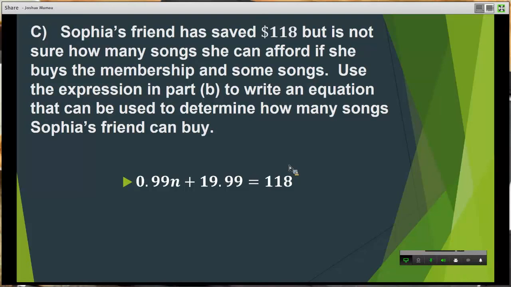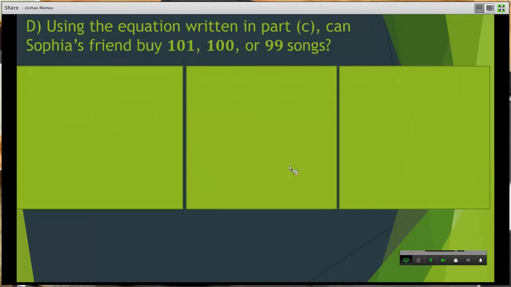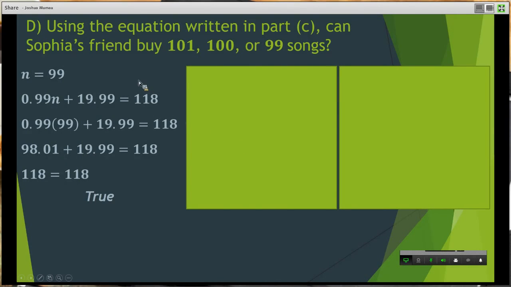Now Part D. We're going to use this equation and find out, can Sophia's friend buy 101 songs, 100 songs, or 99 songs? Only one of these will be correct. Let's plug in 99. If we plug in 99 for n, 99 cents times 99 plus $19.99, we get $118 exactly. So 118 equals 118. This is true. Therefore, Sophia can only buy 99 songs.